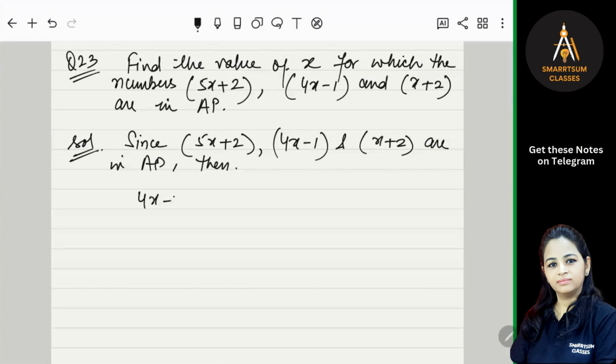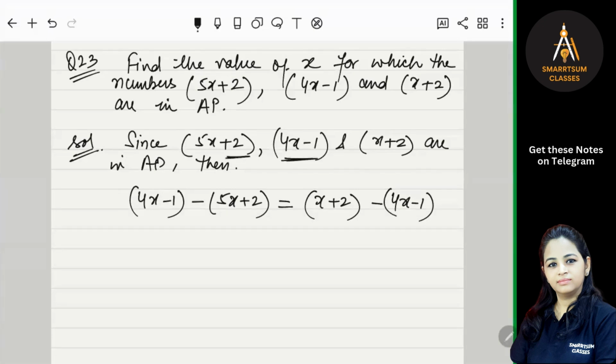4x minus 1 minus 5x plus 2. So this will give you a difference which should be equal to x plus 2 minus 4x minus 1. So the difference of your middle term and the previous term should be equal to the difference of the third term and the second term. So we will make them equal. Now solve this.